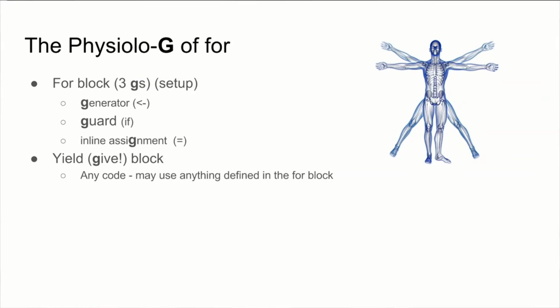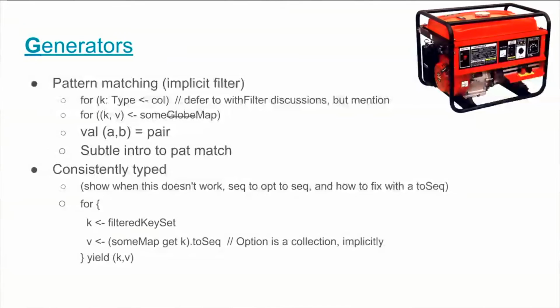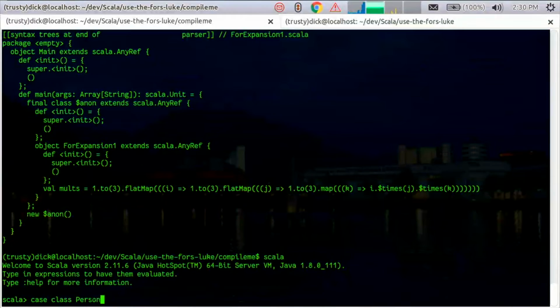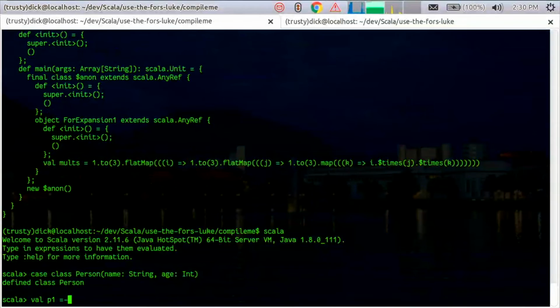All right, generators. Some things you might not know about generators. Generators are pattern matches. There's another place where pattern matches show up in Scala. Let me show you one of those. A lot of people are surprised about this. Case class Person, name String, age Int.